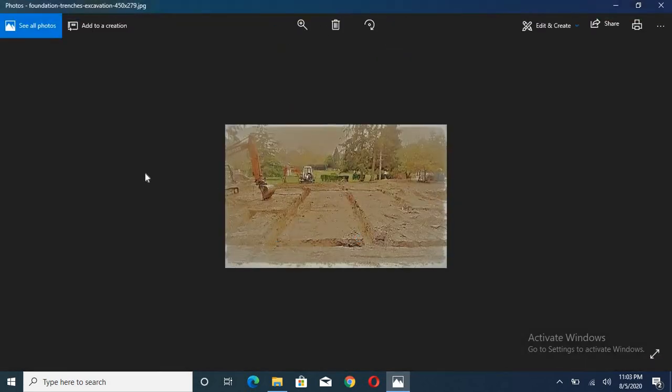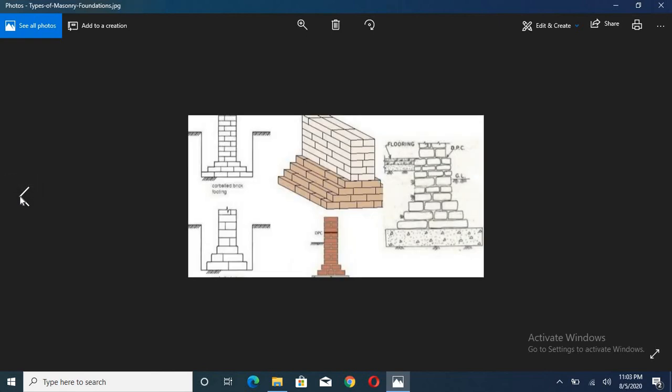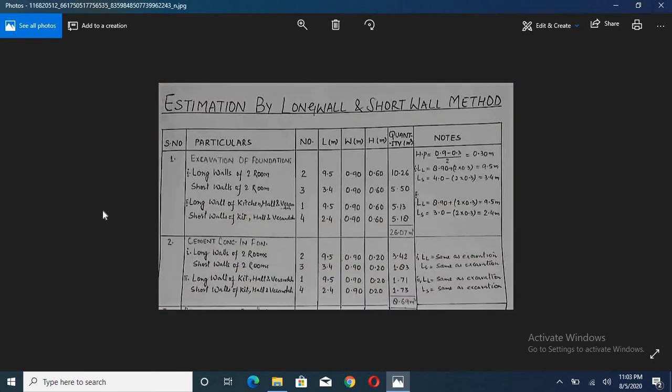Now let's go to the calculation. Look here, what is 3.4? Now we are clear where this 3.4 has come from. Length is 3.4, width is 0.9 and height is 0.6, and by multiplying all this we get the quantity 5.3. Okay, now talking about the long wall of kitchen, hall and veranda. If we have a clear concept of these two, then it will be very easy to understand these two. Now I think there is nothing new in this if we have already understood the previous one.